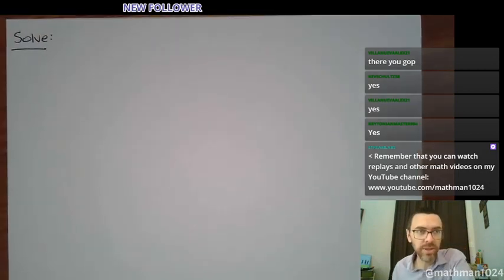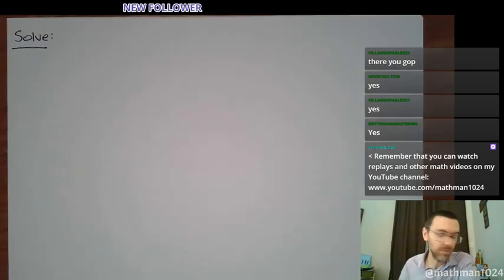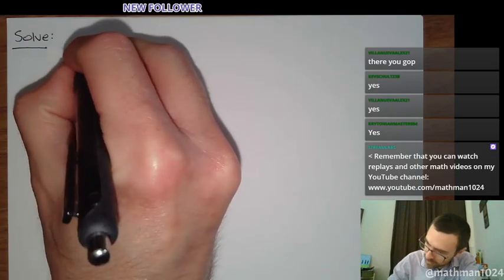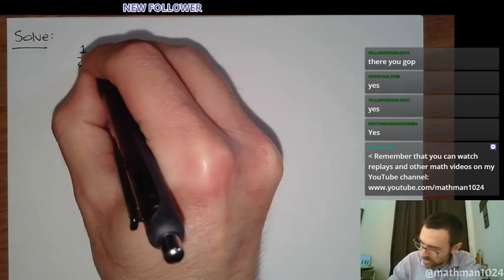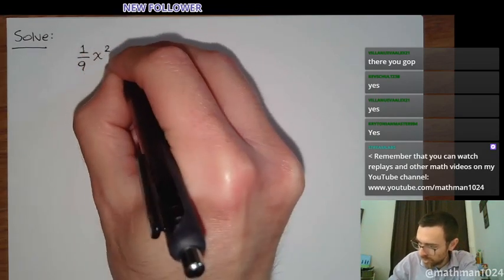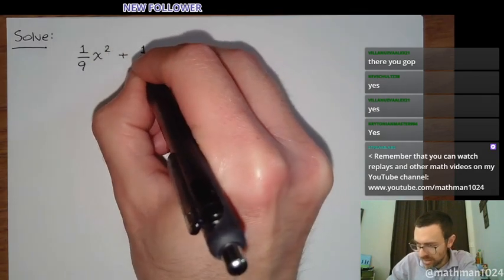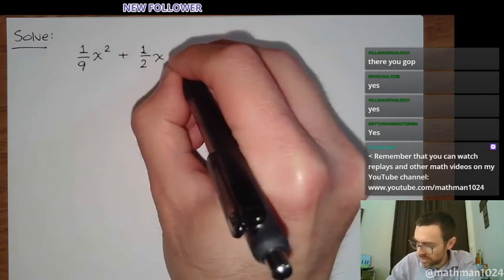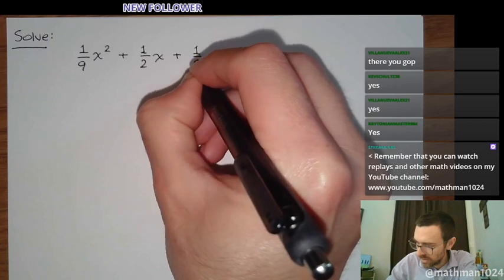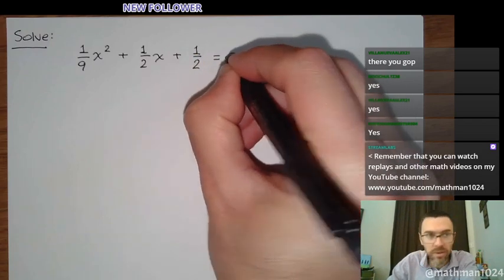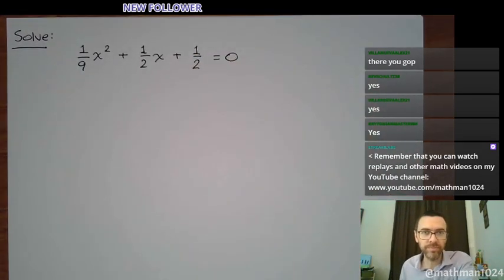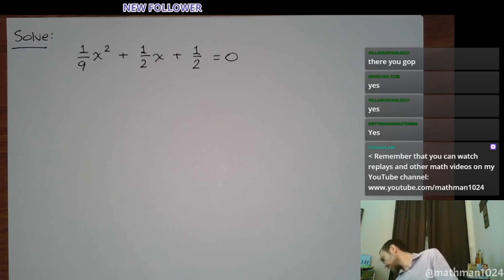And let's try everybody's favorite, fractions. So 1/9 x squared plus 1/2 x plus 1/2 is equal to 0.